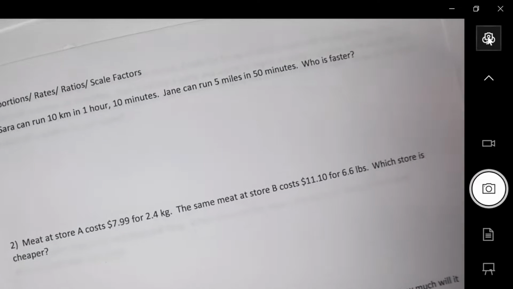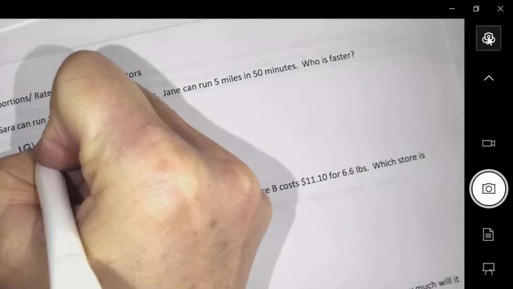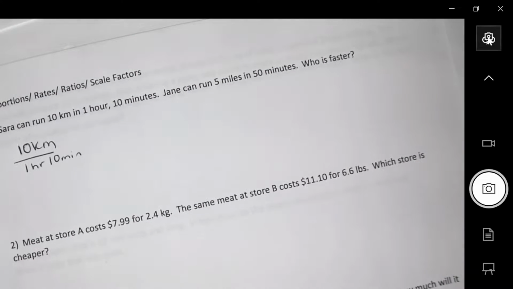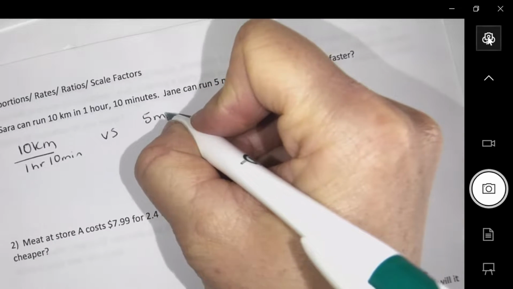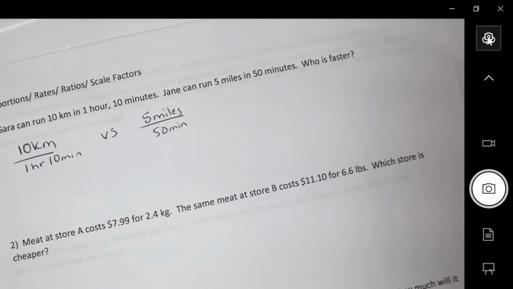Okay, Sarah can run 10 kilometers in 1 hour, 10 minutes, versus Jane can run 5 miles in 50 minutes. Okay, so there's our info. Who's faster? So we cannot compare this because it's not in the same unit.